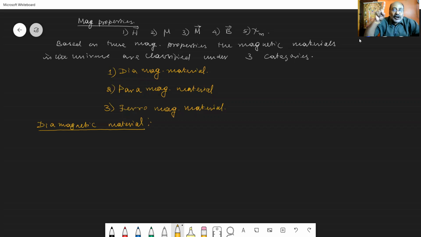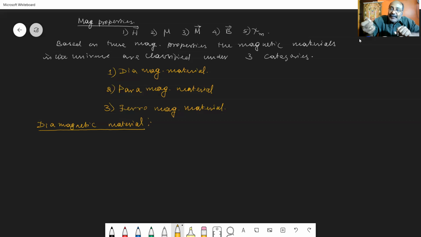Each and every electron revolving around the nucleus in the orbit gives a magnetic moment, and the magnetic moments of the electrons in the diamagnetic material are in random directions. They are not available in one particular direction. So when you consider a diamagnetic material as a whole, the magnetic moments of the different electrons are in different directions, so the net magnetic moment becomes zero.